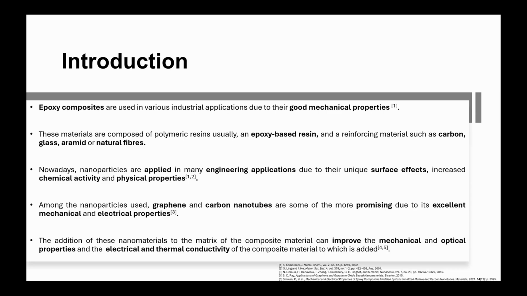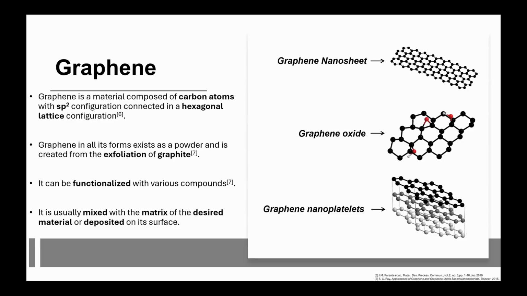The addition of these materials to the matrix of the composite material should improve the mechanical and electrical properties of the composite material to which they are added. So graphene is a material composed of carbon atoms in a sp2 configuration connected in a hexagonal configuration. They are usually produced from the exfoliation of graphite, can be functionalized into several different compounds, and are usually mixed or added to the matrix of the composite material that is going to be improved. It can be divided into three groups: graphene nanosheets, graphene oxide, and graphene nanoplatelets.